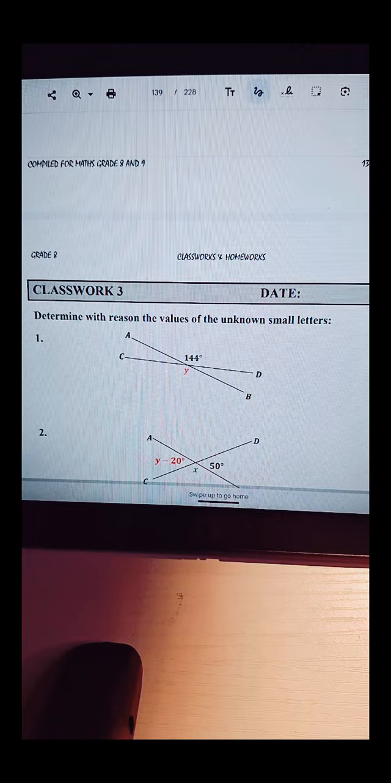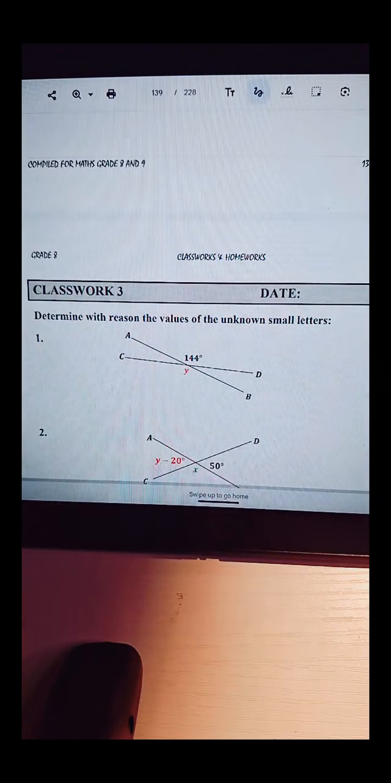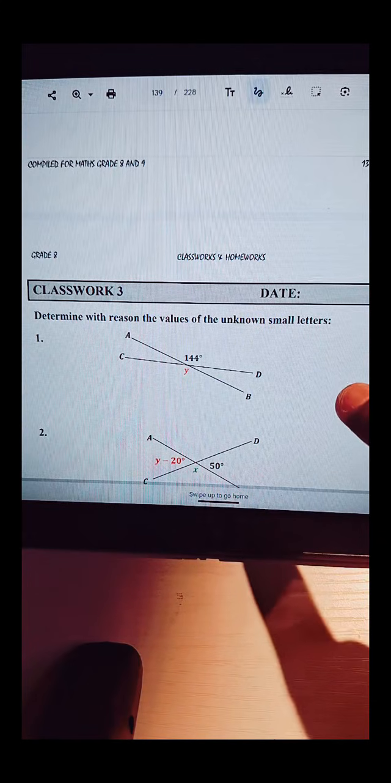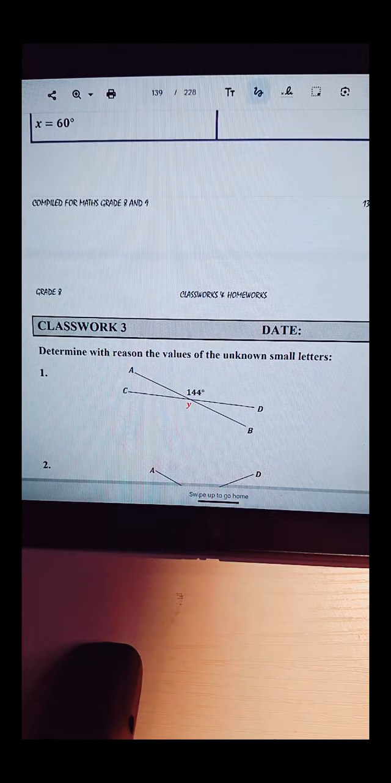Determine with the reasons the values of the unknown small letters, guys. So what would be y? Let's look at number one. What would be the y value? Please give me the value and give me the accompanying reason. Don't just write the answer. Y is equal to what? Number one. What is the reason as well? Give me the answer with the accompanying reason. Determine with the reasons the values of the unknown small letters. What is the value of y?